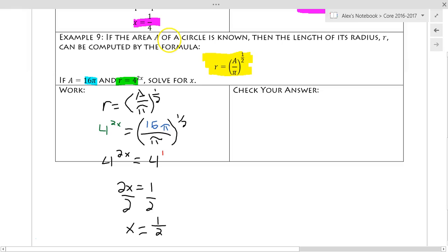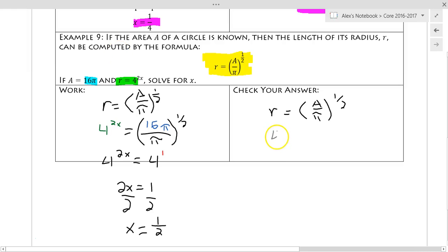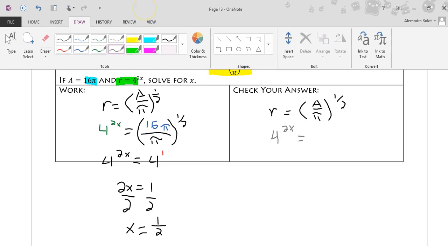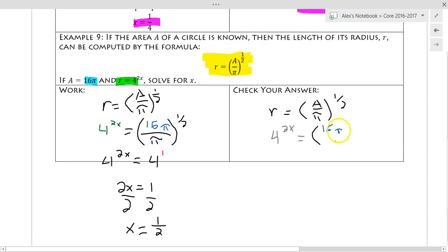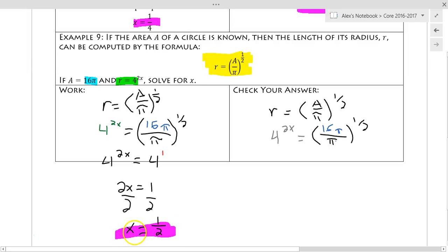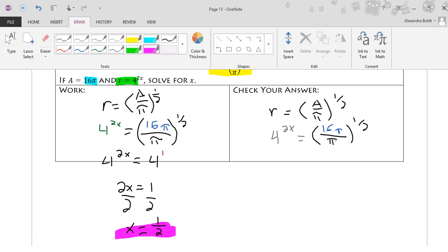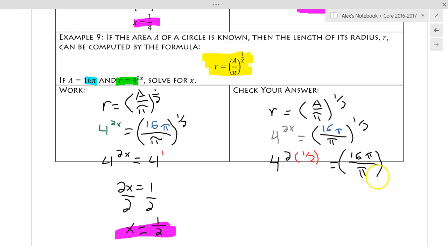So let's check our answer. I have r equals A over pi to the 1/2, and again, my r is 4 to the 2x equals 16 pi over pi to the 1/2. Okay. So then I'm just going to plug in my answer for x. So I have 4 to the 2 times 1/2 equals 16 pi over pi to the 1/2.